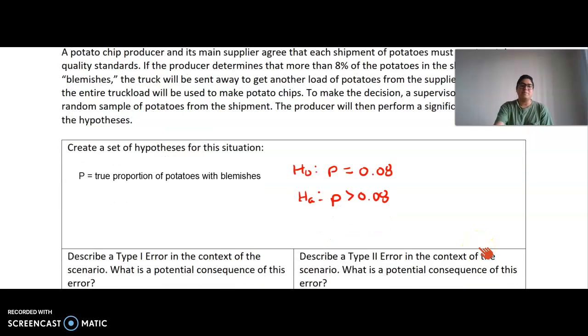So a type 1 and a type 2 error. So in a type 1, we reject the null, but the null is true. So in a type 1, we reject this claim.